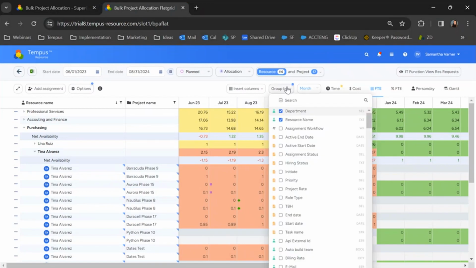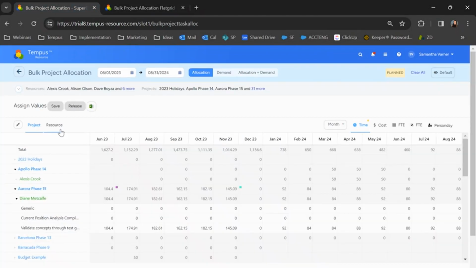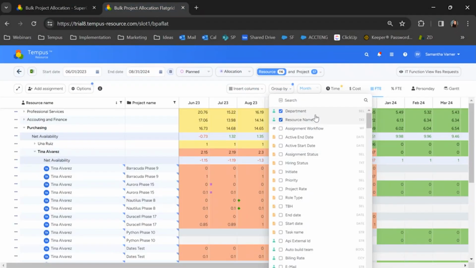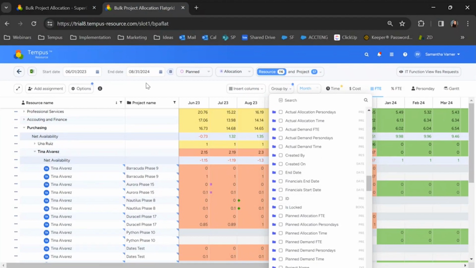So what we have included is this group by feature. In here, you have the opportunity to group by any attribute that exists in your system, plus some that are more on the Flatgrid side of the house. So things that you may not have known existed in your system. First and foremost, I am in resource mode. I am grouping by the resource attribute of department, and then I am grouping by resource name. So how this compares to the legacy is that in the legacy, I could only group by project or resource, whereas in the Flatgrid, I can group by any project, assignment, or resource attribute I have available to me.